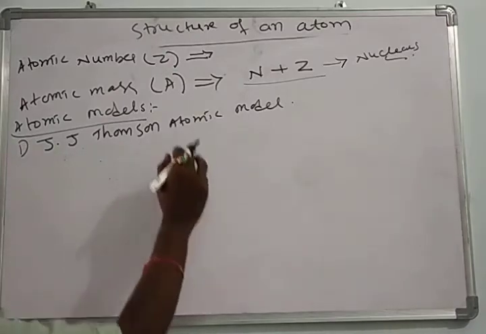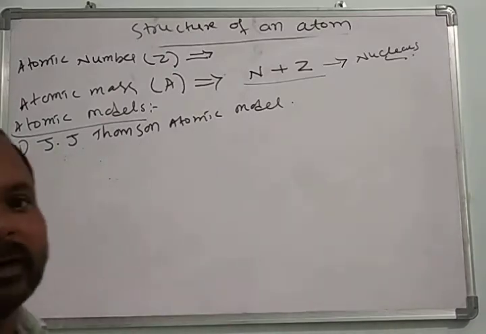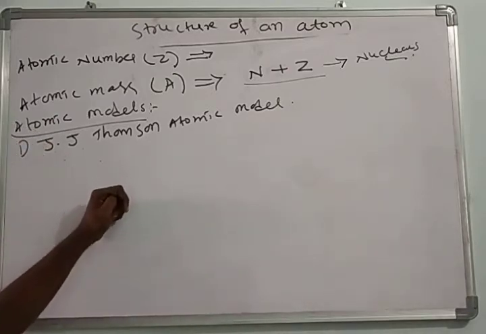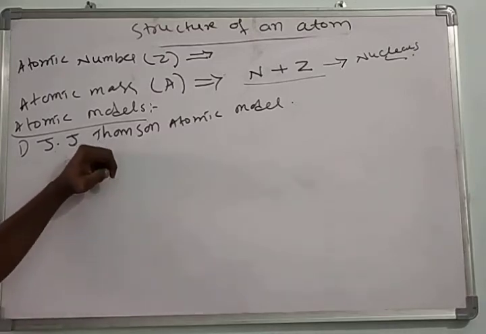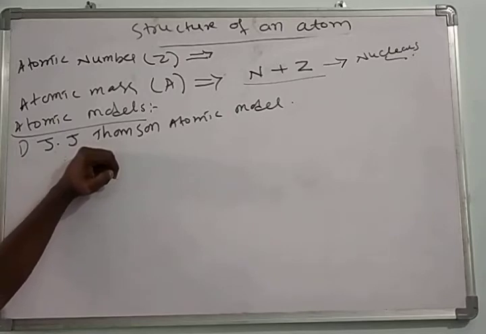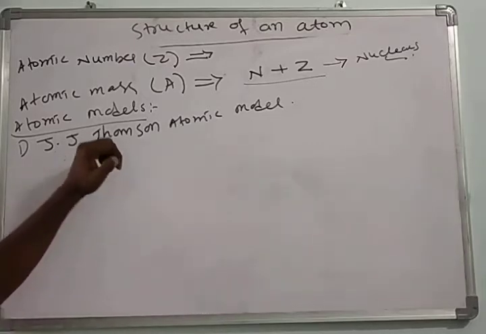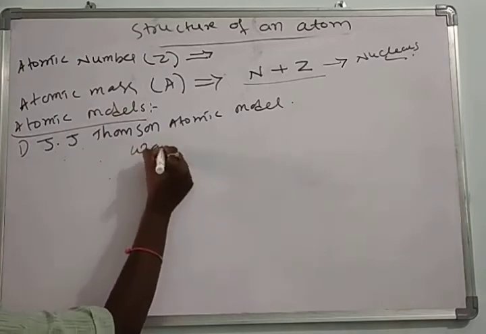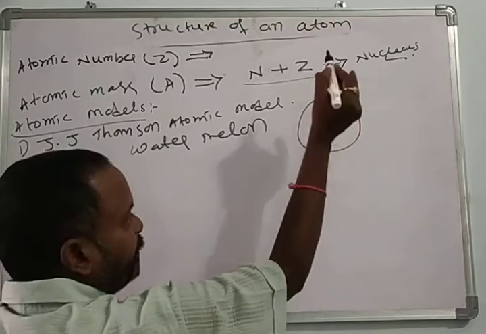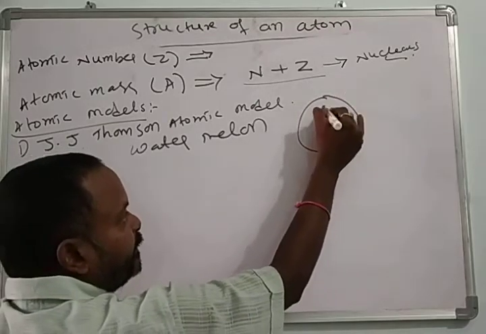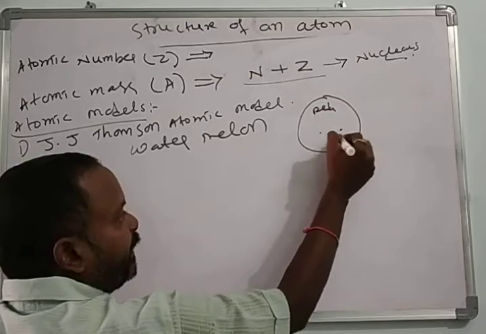And here J.J. Thomson's model explains the position of the electrons, the position of the protons, and the shape of an atom. According to the J.J. Thomson model, the shape of an atom is spherical, and it appears like a watermelon. The watermelon is spherical in shape. Here the red material is there, and here seeds are there.